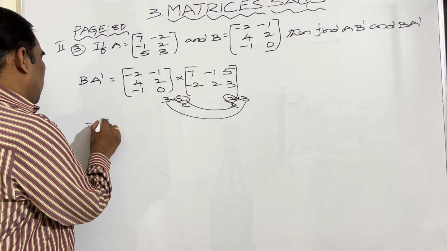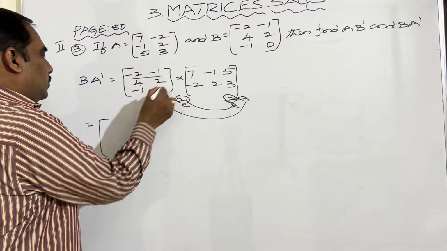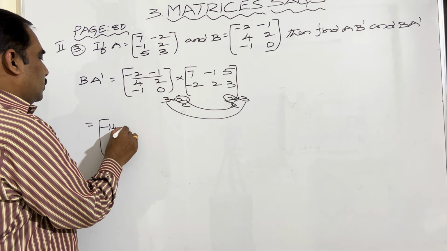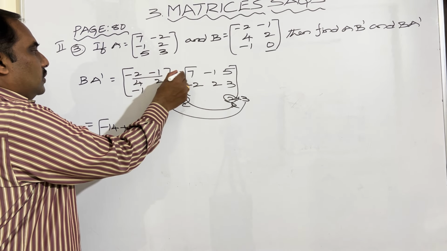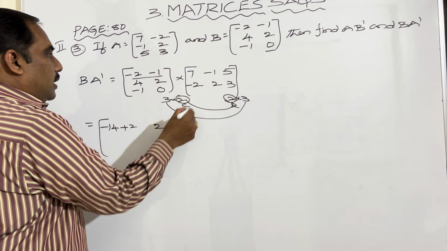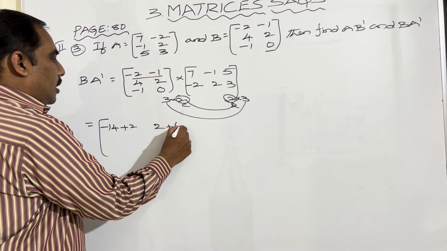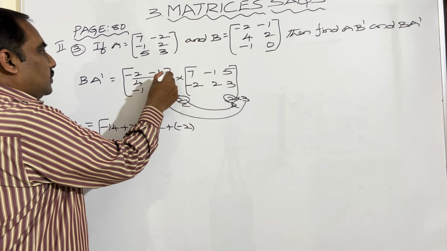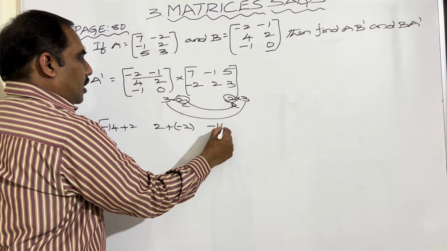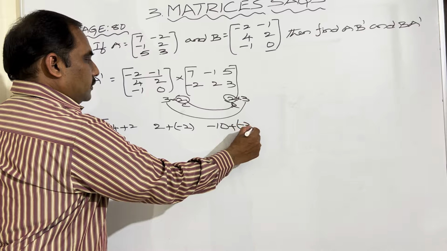Which is equal to, now first row first column multiplying: minus 2 into 7, that is minus 14, and minus 1 into minus 2, that is plus 2. Now first row second column multiplying: minus 2 into minus 1, that is 2, and minus 1 into 2, that is minus 2. Again first row third column: minus 2 into 5, that is minus 10, and minus 1 into 3, that is minus 3.